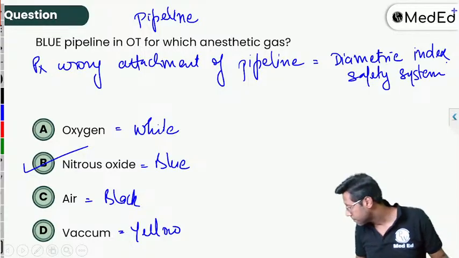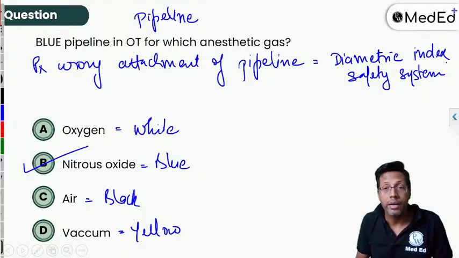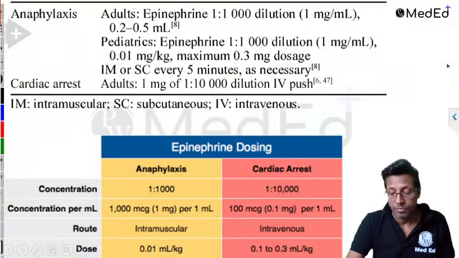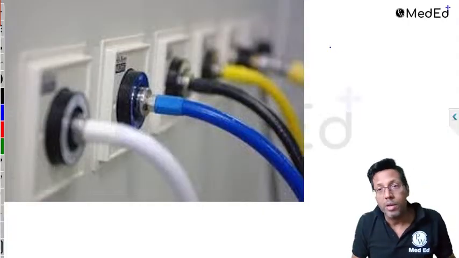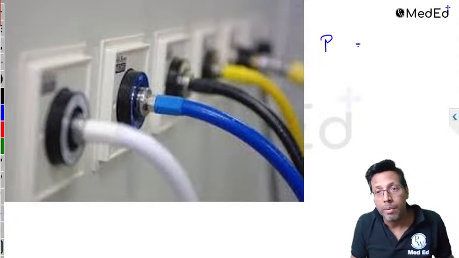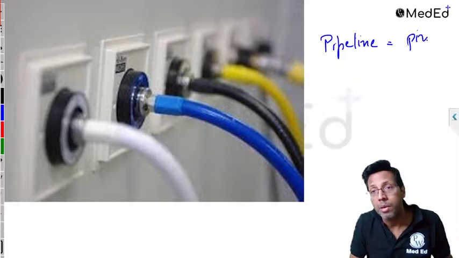Diametric index safety system. Okay, it is not pin index safety system. It is diametric index, based on diameters. Now, how to remember? Normally people think like this: P for pin index, P for pipeline. Even I used to think the same way, nothing wrong, because we always try to find correlations.